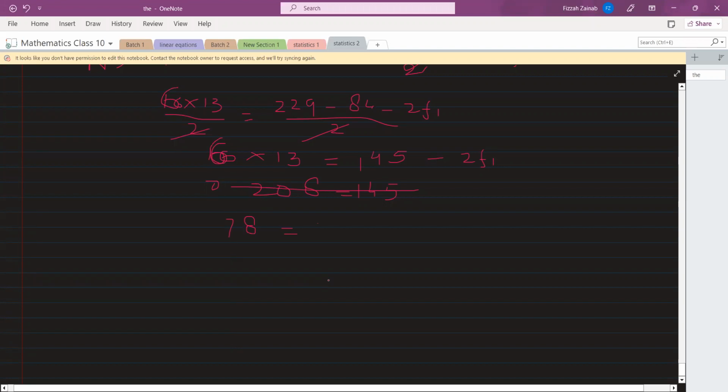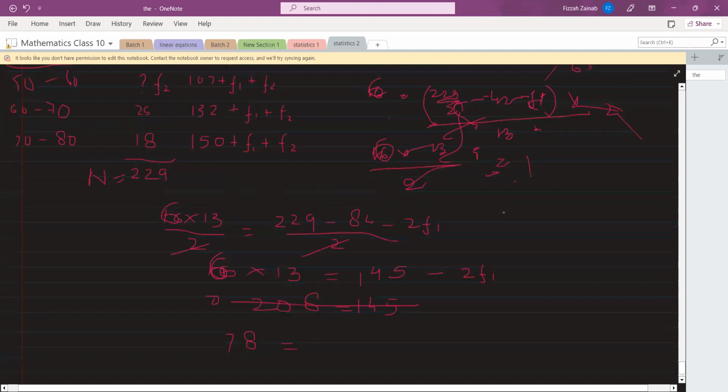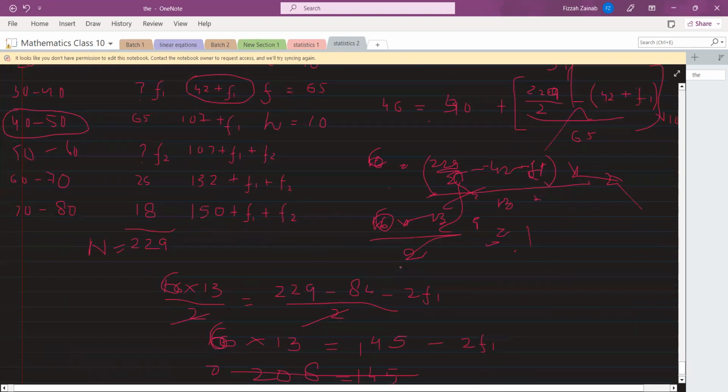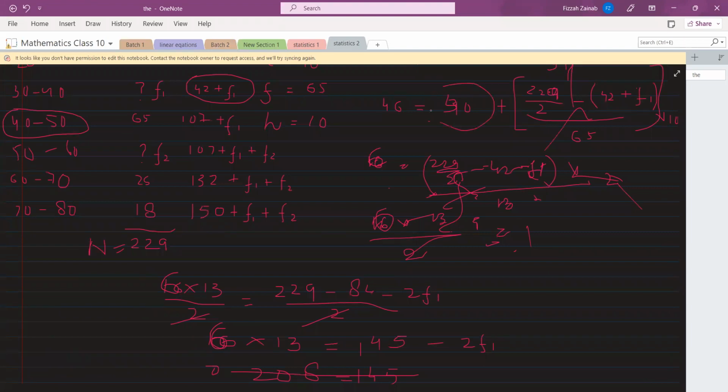How did 16 turn to 6? Sorry, Martin, actually your lower limit, the small l was 40 and I wrote 30 in the calculation. See here, this was the problem. So make it 40. So when you bring it to the left side, 46 minus 40 is only 6.